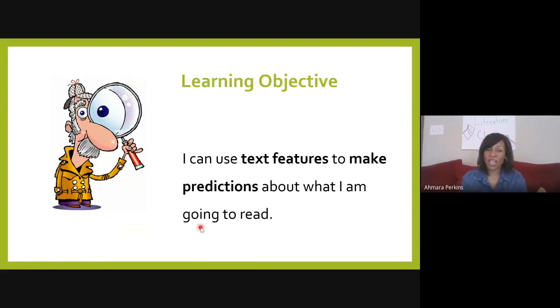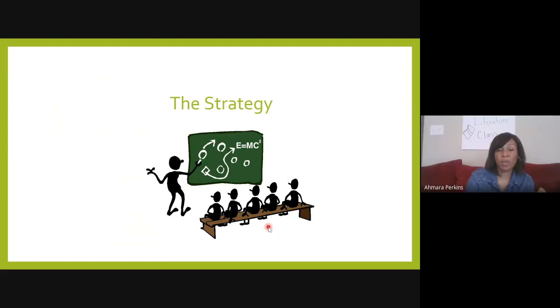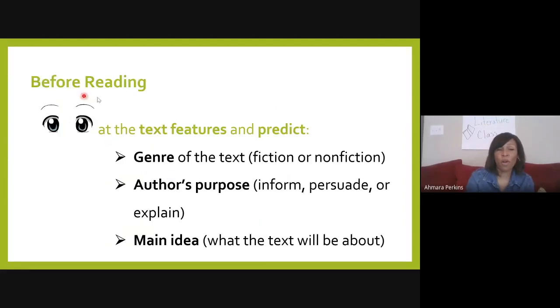So our learning objective: I can use text features to make predictions about what I am going to read. The strategy that I'm going to use is this. Before reading, I'm going to look at the text features and predict. I'm going to predict the genre of the text, whether it's fiction or nonfiction. I'm going to predict the author's purpose.